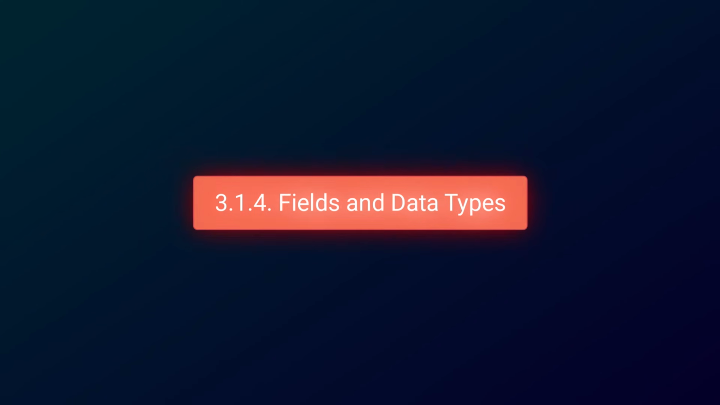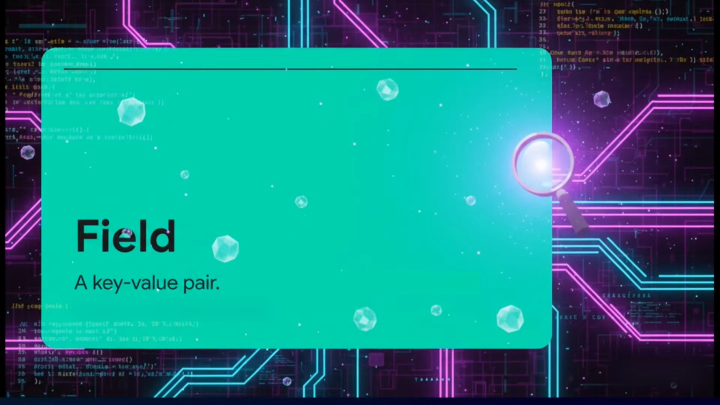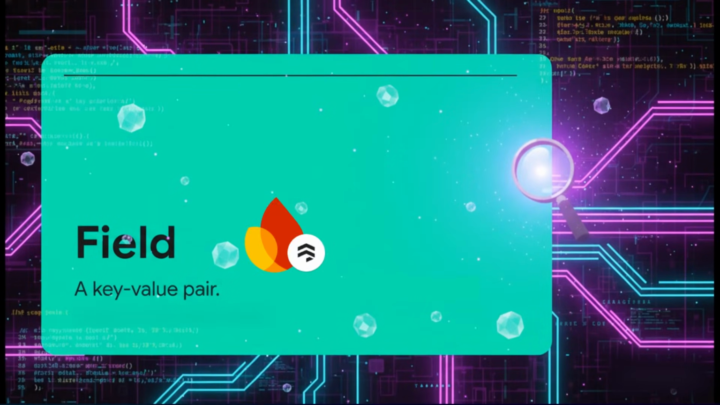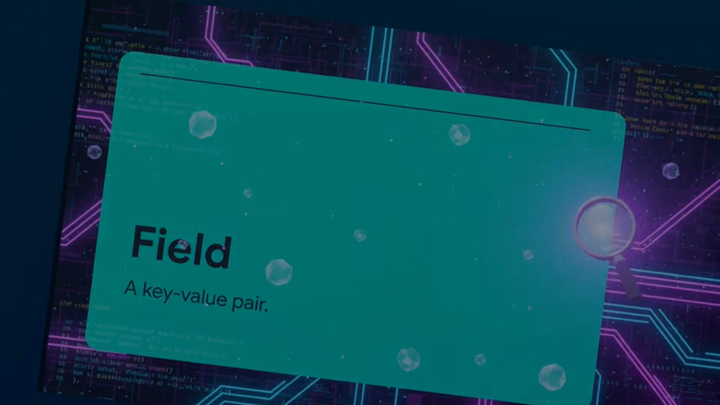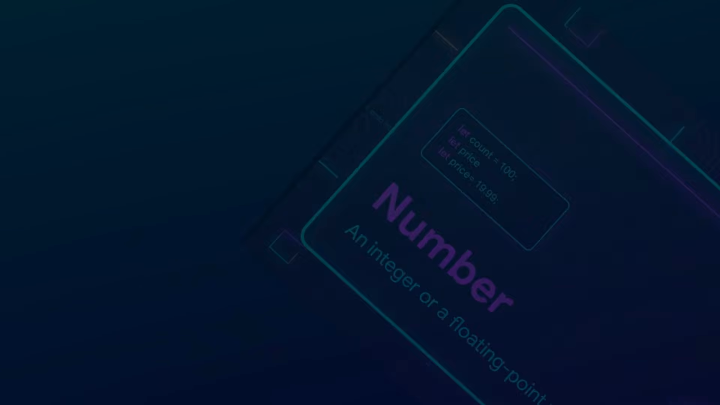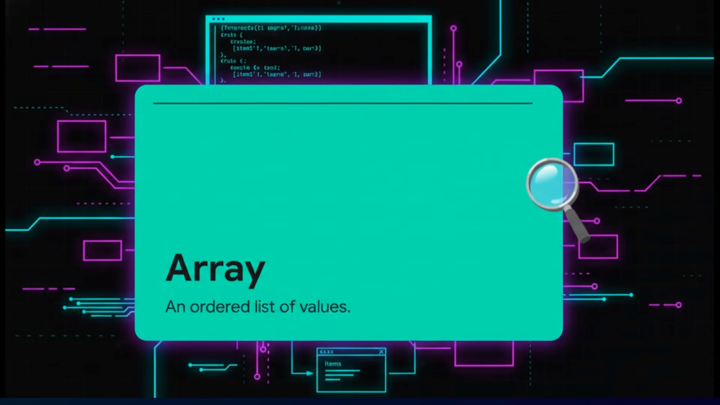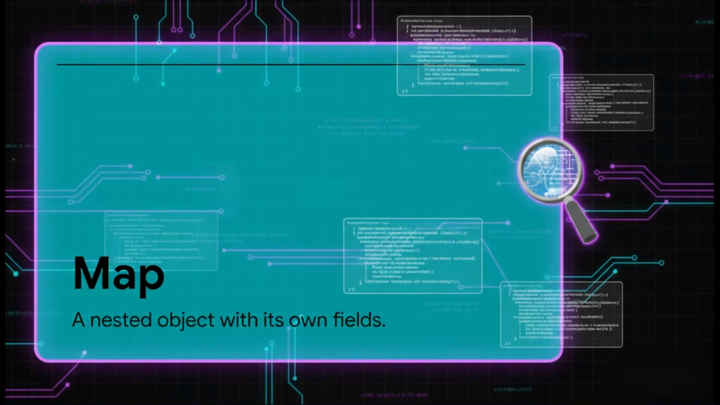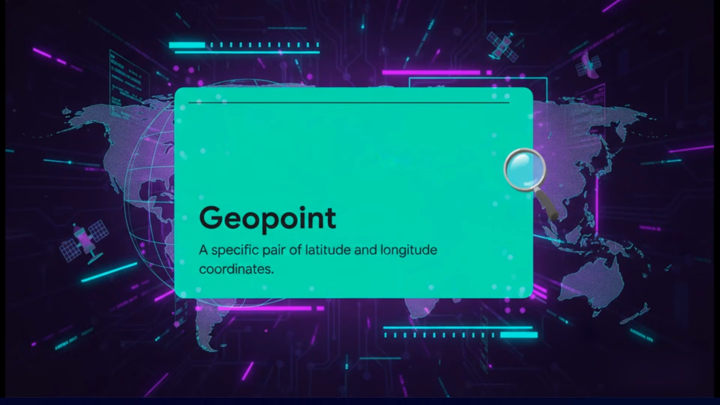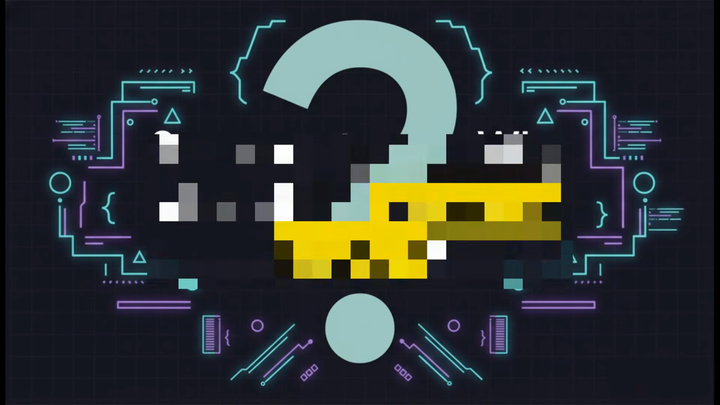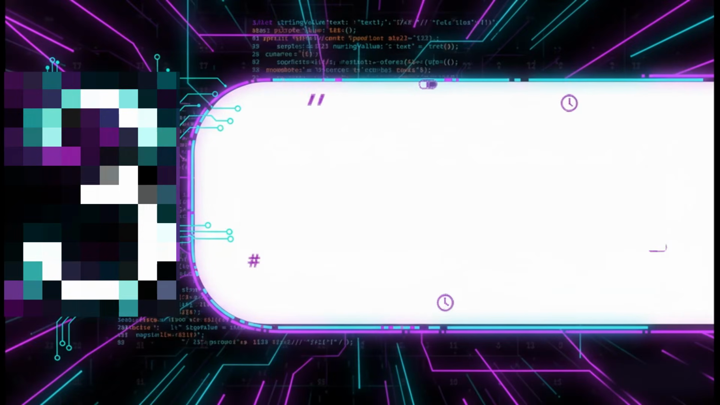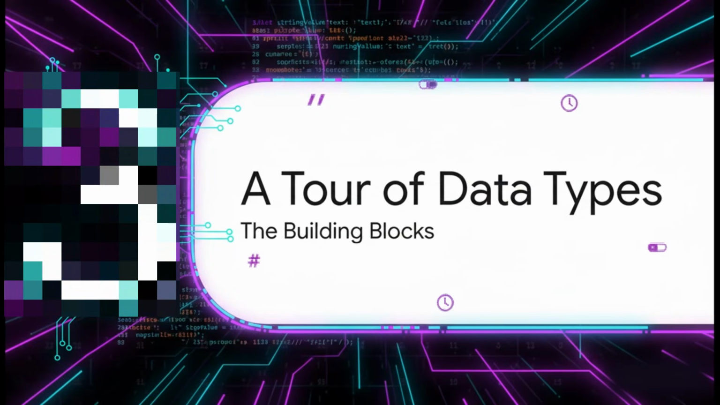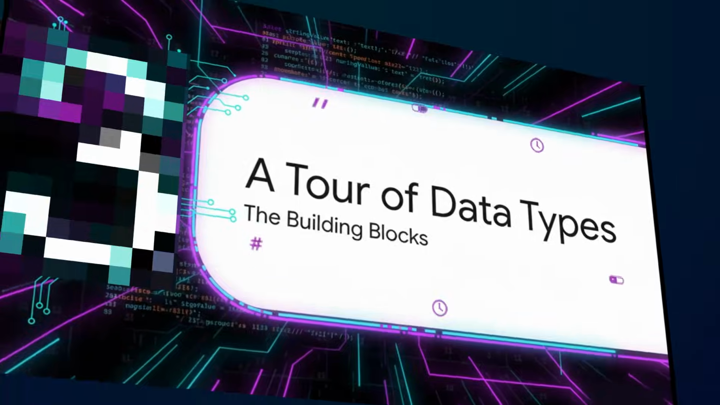Fields and data types. A field is a key value pair within a document. Firestore supports a variety of data types, including basic types like string, number, boolean, and array, as well as more complex types like map, a nested object, timestamps, and geopoints. Using correct data types is essential for proper querying and data integrity. For better understanding, I'll provide some insights about the various data types mentioned.